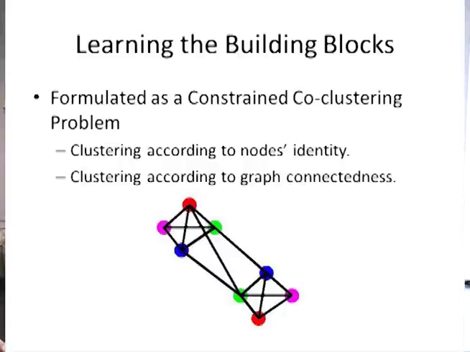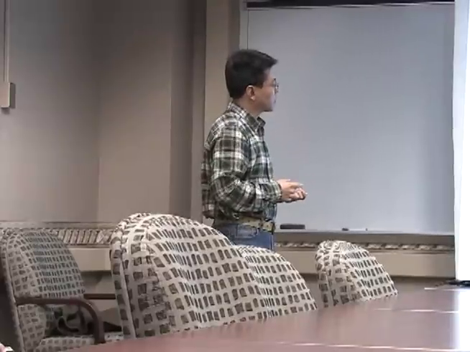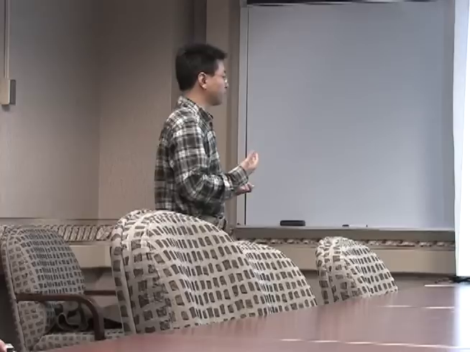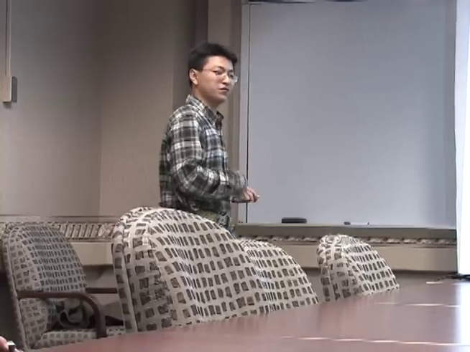So I want to cluster first according to the node's identity. For example, I want to cluster these two nodes in one node cluster, and these two nodes in another node cluster. So I have 4 node clusters. That's by looking at this graph, the intended solution.